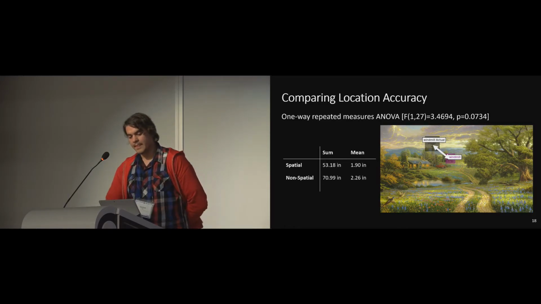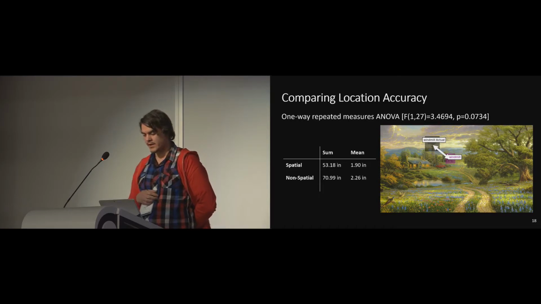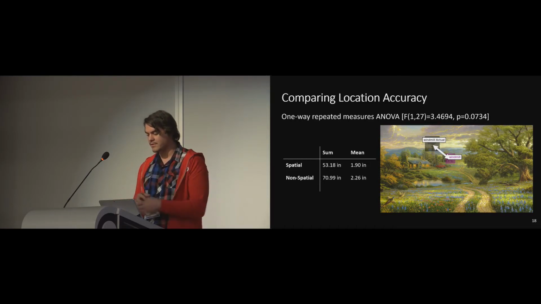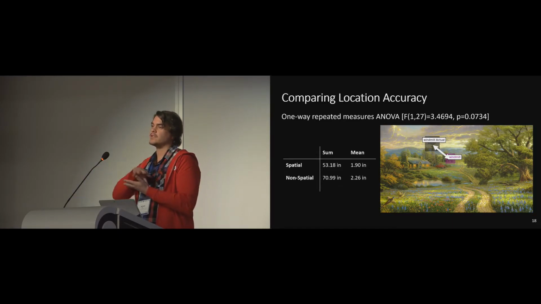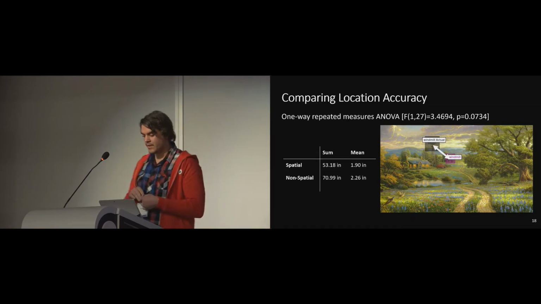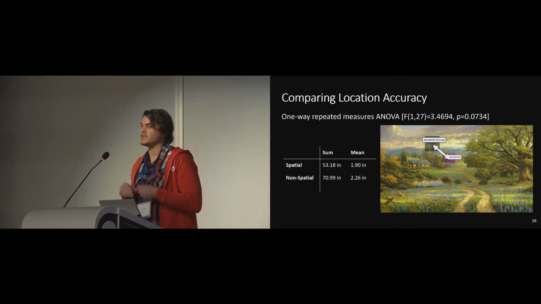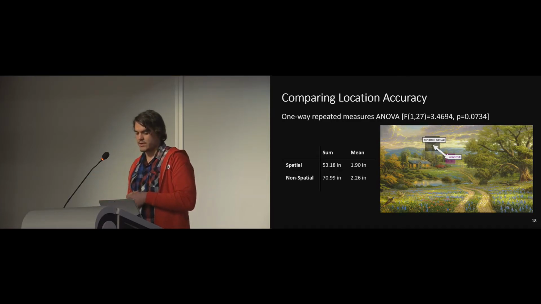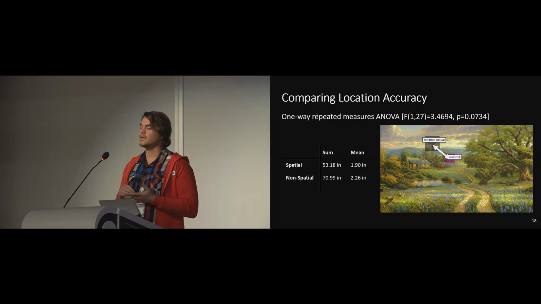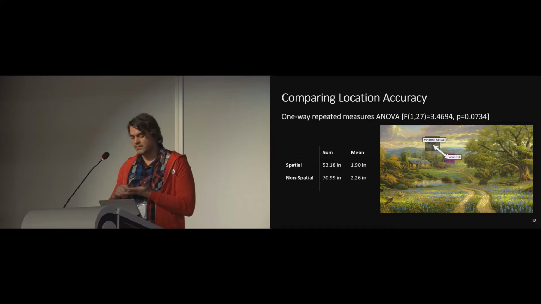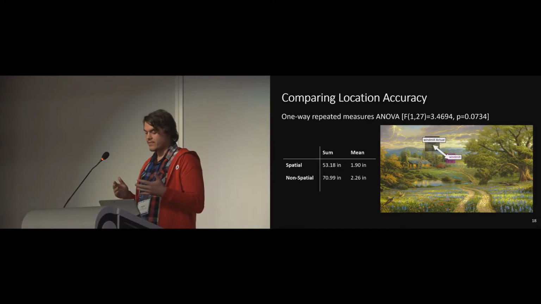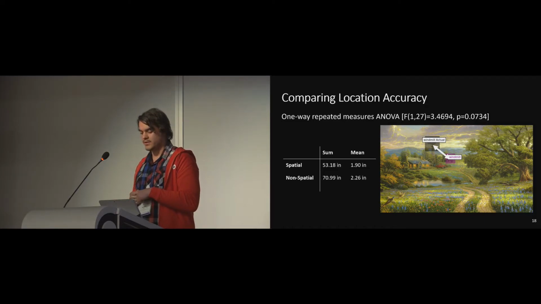And so, in comparing location accuracy, the data shows that people were able to better recall the locations of objects using the spatial features where they could physically touch the screen versus the non-spatial features where the system would just read them a description. So we performed a one-way repeated measures ANOVA, and this found that there was no significance between the spatial and non-spatial conditions. But what this says is that the images created by our system were able to be understood at a similar level as having a thorough description of the image.